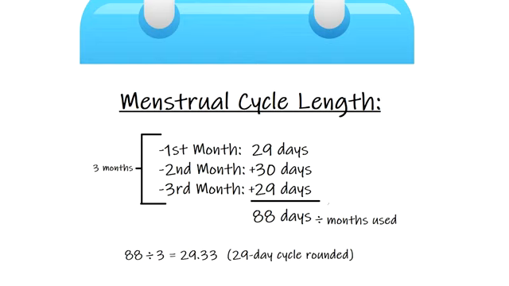And we're going to get an average menstrual cycle length of 29.33 repeating. And we're going to round to the nearest whole number, which is 29 days. So the menstrual cycle length is 29 days.